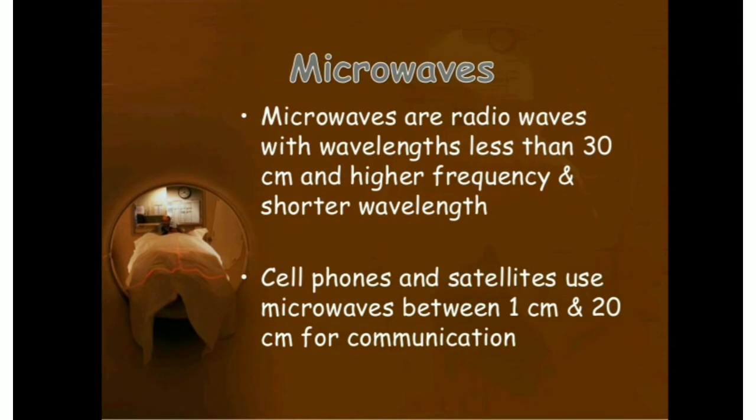Now the next type of wave comes, which is called the microwave. What are microwaves? The wavelength of microwaves is greater than 1 millimeter and less than 30 centimeter. After radio waves, which have the largest wavelength, microwaves have the next largest wavelength, around 1 millimeter to 30 centimeter. If we talk about its frequency range, it is 10 to the power 9 hertz to 3 into 10 to the power 11 hertz.